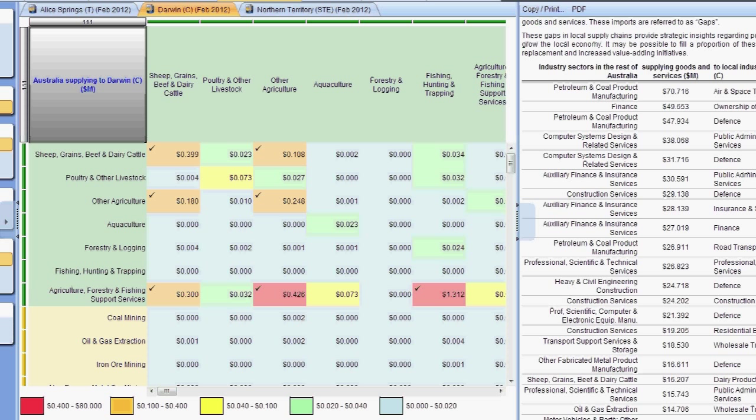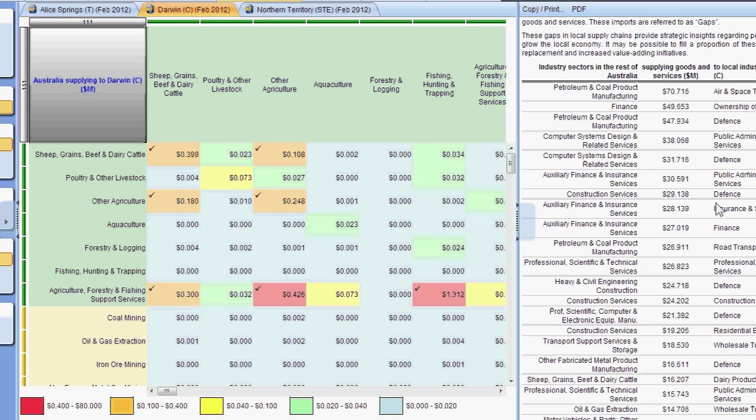But look, we're also picking up quite high value gaps, not far shy of $50 million in terms of finance, selling into ownership of dwellings. So there's obviously a large residential sector in Darwin, but when we look at the level of employment in finance, it appears that a lot of that servicing is coming from outside of the area. There appear to be some quite high value opportunities in relation to computer systems design and related services, particularly selling into government administration and defense, some further finance opportunities, further opportunities for construction services into defense.